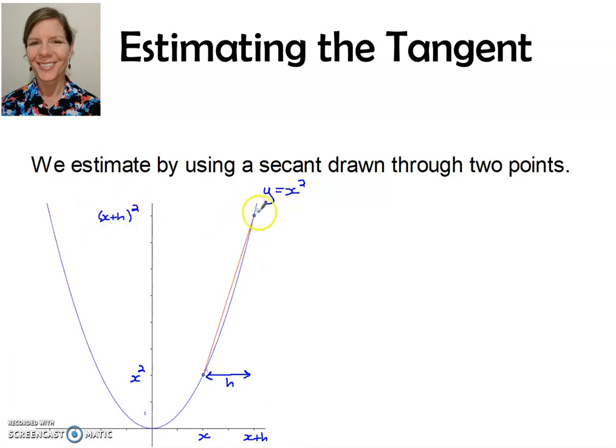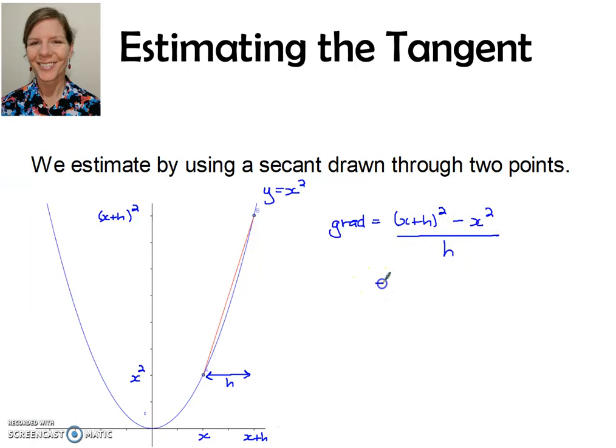So if we want to work out the gradient of that line, so this red line in here, we need to do the difference in the height over the difference in the horizontal. So the gradient is going to be x plus h squared minus x squared, because that's that difference there, all divided by h, because that's that difference there, which you can see if you have x plus h minus x, it just leaves you with h.